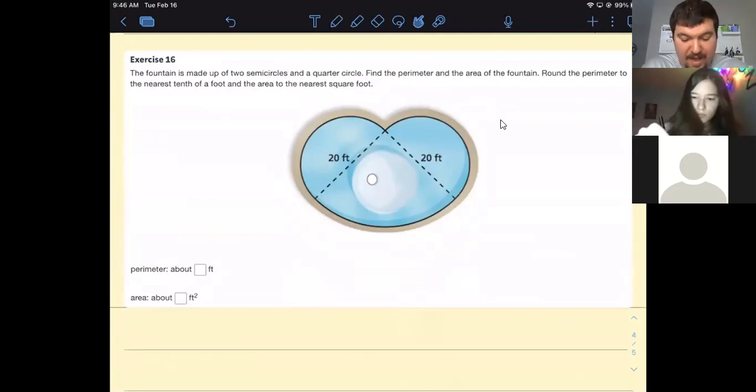Number 16 says the fountain is made up of 2 semicircles and a quarter circle. Find the perimeter and the area of the fountain. Round the perimeter to the nearest tenth, but round the area to the nearest square foot.